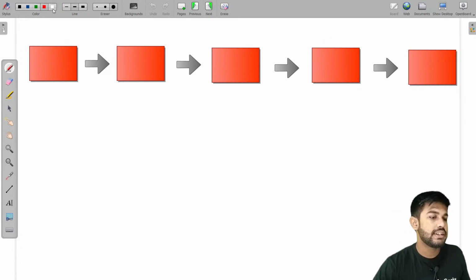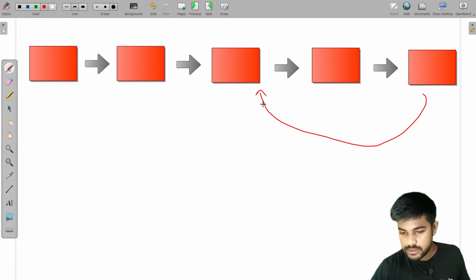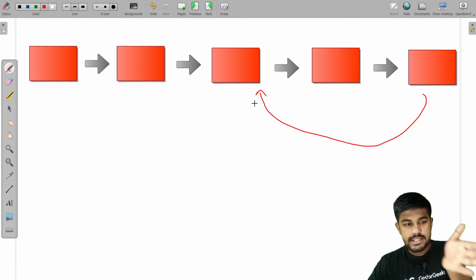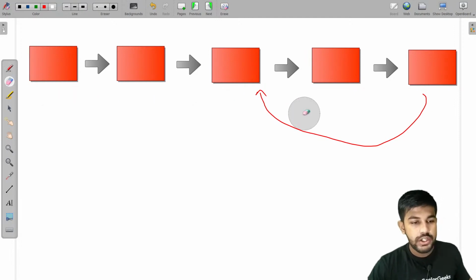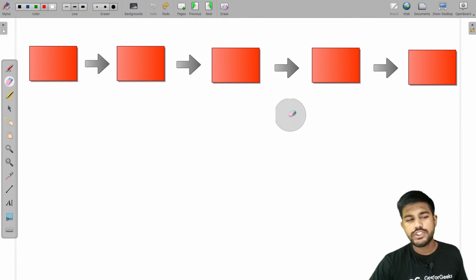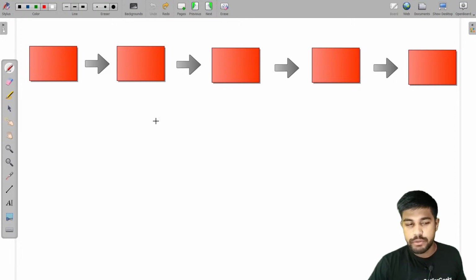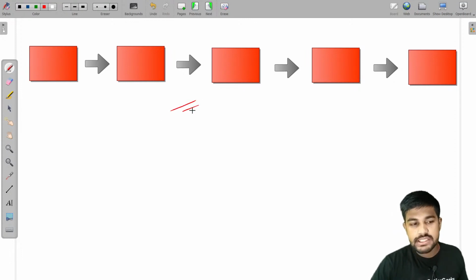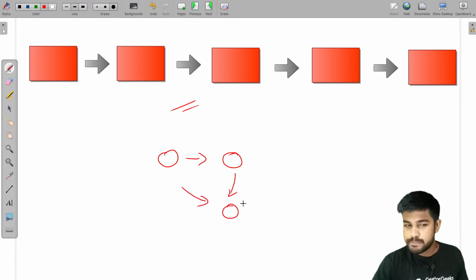Now suppose there is a link between this node and this one. This is known as a cycle, or a loop, in the linked list. So we need to remove this loop. The next thing is that a linked list might or might not contain a loop. It might be the case that the linked list would be like this only, and it might be the case that it would be like this, and then it might contain a loop.